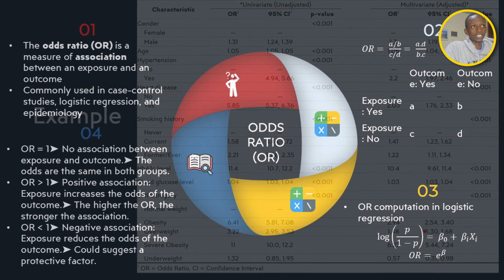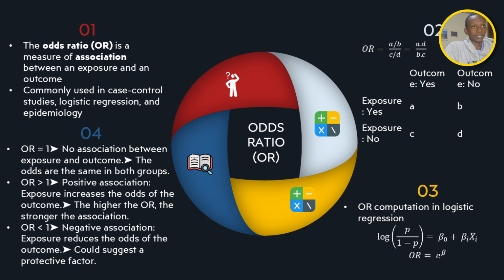So in a nutshell, odds ratios compare the odds of the outcome in one group to another group. When the odds ratio is equal to 1, it means there is no association. When it is greater than 1, it means that there is increased risk. And an odds ratio below 1 means there is decreased risk.